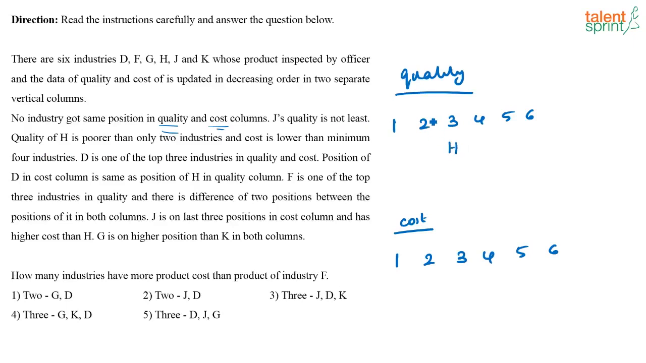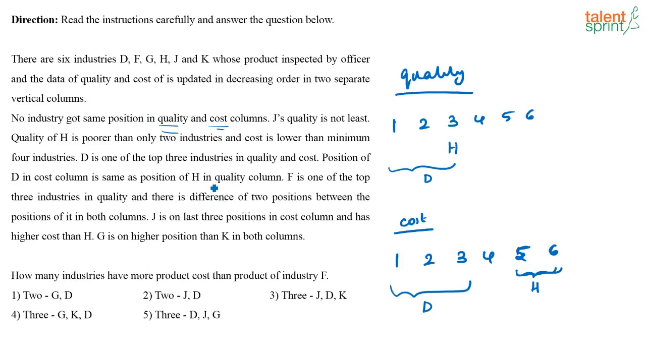Quality of H is poorer than only 2 industries, and the cost is lower than minimum 4 industries. So the cost of H is lower than minimum 4 industries means H has to be either in position 5 or 6, right? Cost of H has to be lower than minimum 4 industries. So that means it has to be the least costly industry or the one just before that, right? So H has to come either in position 5 or 6. Then D is one of the top 3 industries in quality and cost. So D is in the top 3 industries both when it comes to quality and cost.